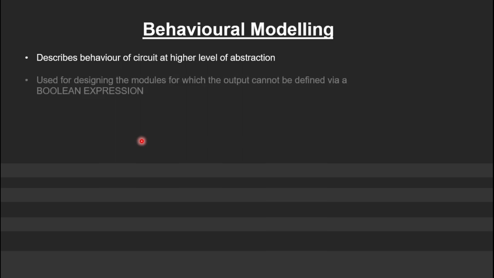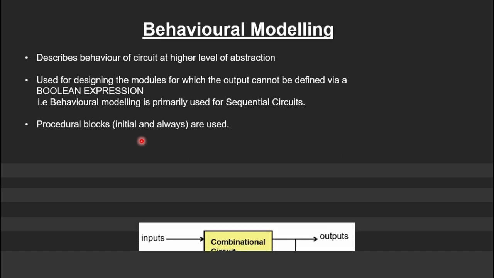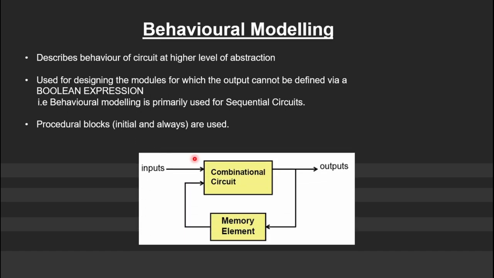So behavioral modeling is used for those circuits in which we do not know the Boolean expression of the output but do know the behavior of the circuit. For example, a D flip-flop. So they are used majorly for sequential circuits. In behavioral modeling, we use something which are called procedural blocks. And two major procedural blocks are initial and always blocks, which we will see again in the upcoming videos. So behavioral modeling will mostly be used for sequential circuits in which the present output not only depends upon the present input but also upon the past outputs.